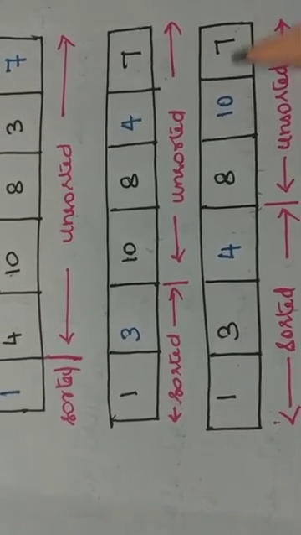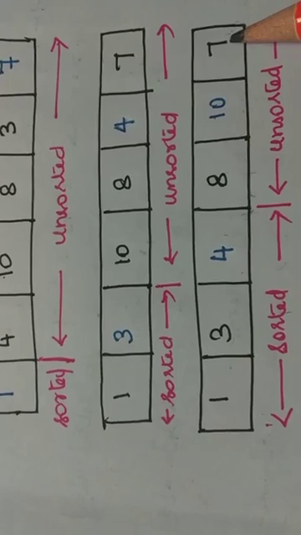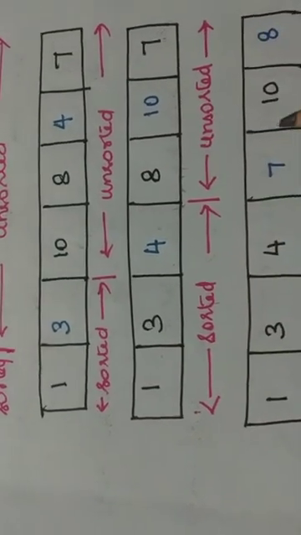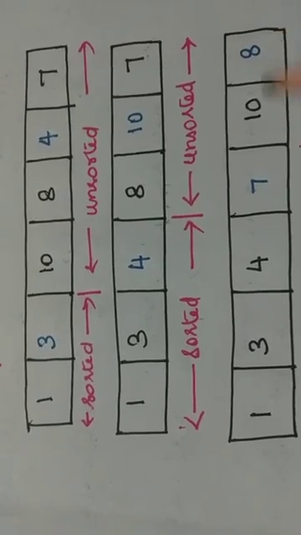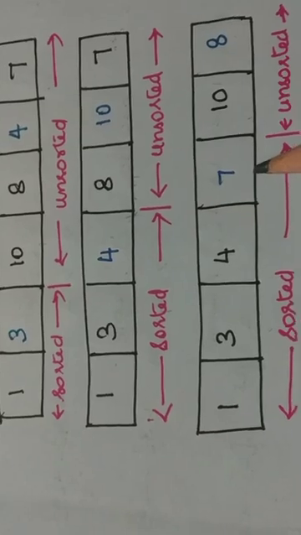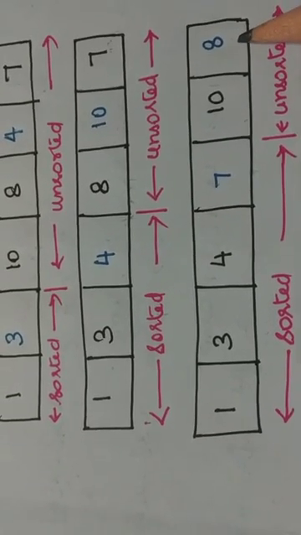In this we will find the minimum. Which one is minimum here? 7. So we will swap the 7 and 8. The remaining elements will be in their own positions. And now this becomes our sorted sublist and this becomes our unsorted.